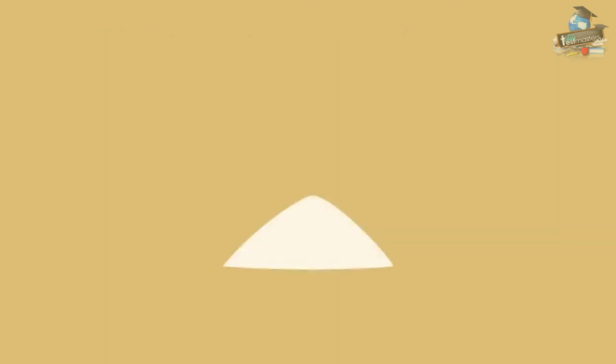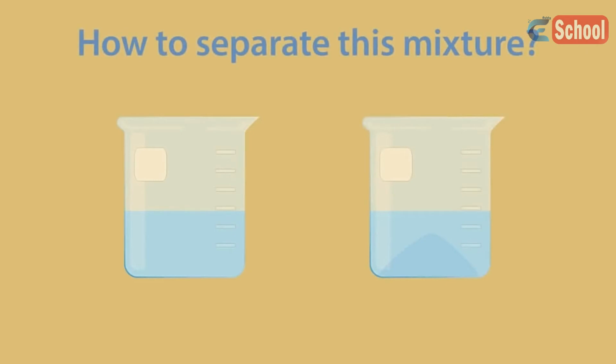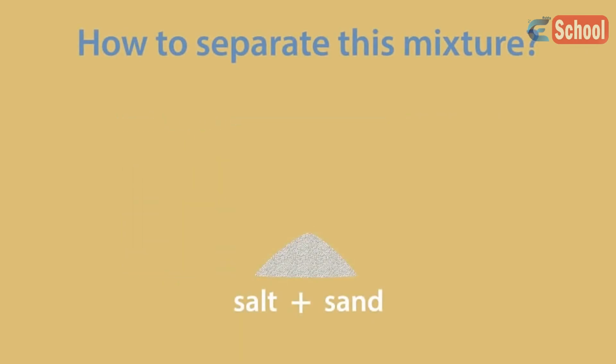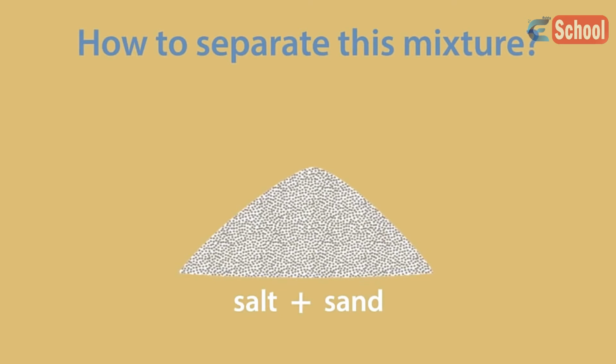We know that salt is completely soluble in water, but sand is not. How would you separate a mixture of salt and sand easily, keeping in mind the solubility of salt in water? Pause, think, and continue when you have an answer.